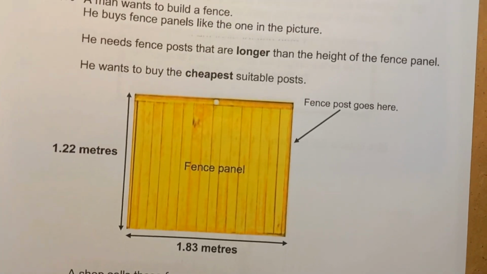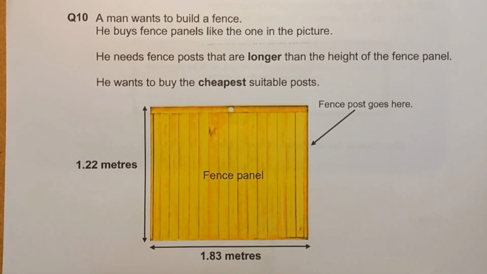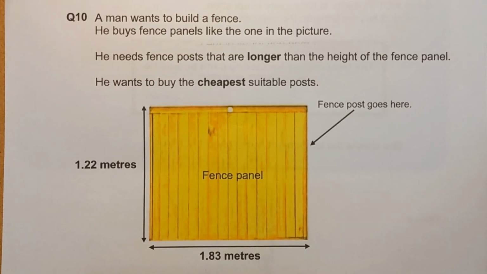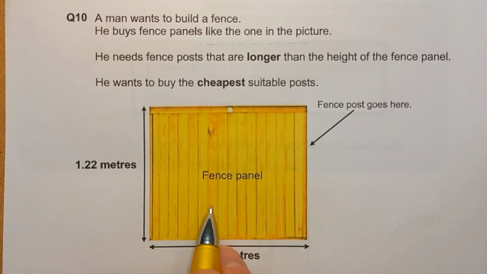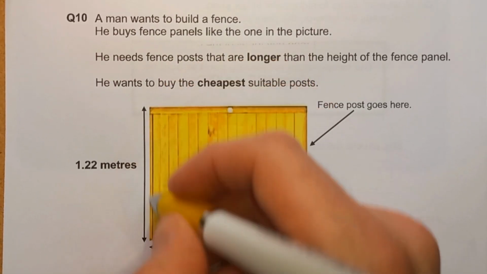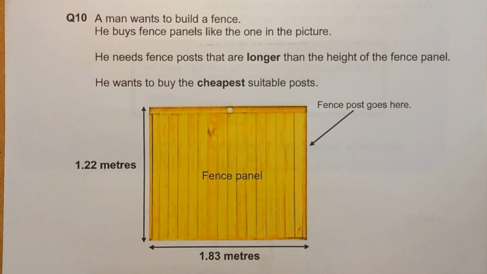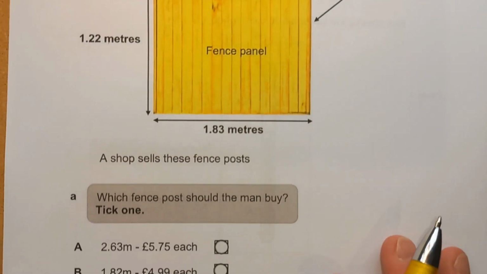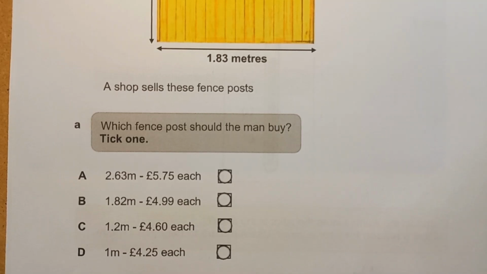Okay. Now we've got the last question of the paper, which is question 10. A man wants to build a fence. He buys fence panels like the one in the picture. Here we go. He needs fence posts that are longer than the height of the fence panel. So this is the height, 1.22 meters. He wants to buy the cheapest suitable posts. A shop sells these fence posts. Which fence post should the man buy?